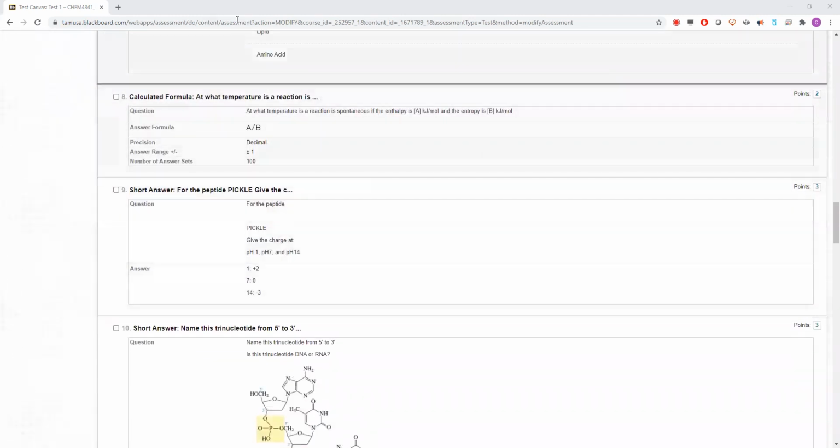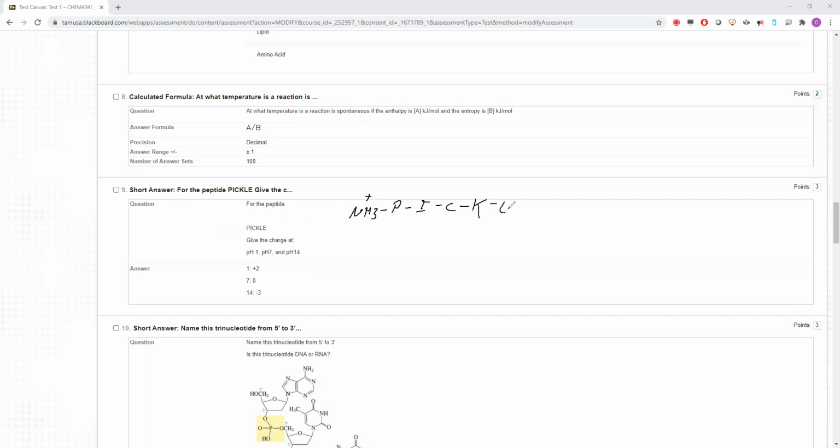All right, 9, PICKL. What is the charge of PICKL at pH 1, 7, and 14? All right, so PICKL has NH3+ at one end and COO- at the other. Remember, every peptide has a positive and a negative terminal. So pH 7 is what we learned the amino acids at. So that's positive, neutral, neutral, neutral, positive, neutral, negative, negative. It's 0.